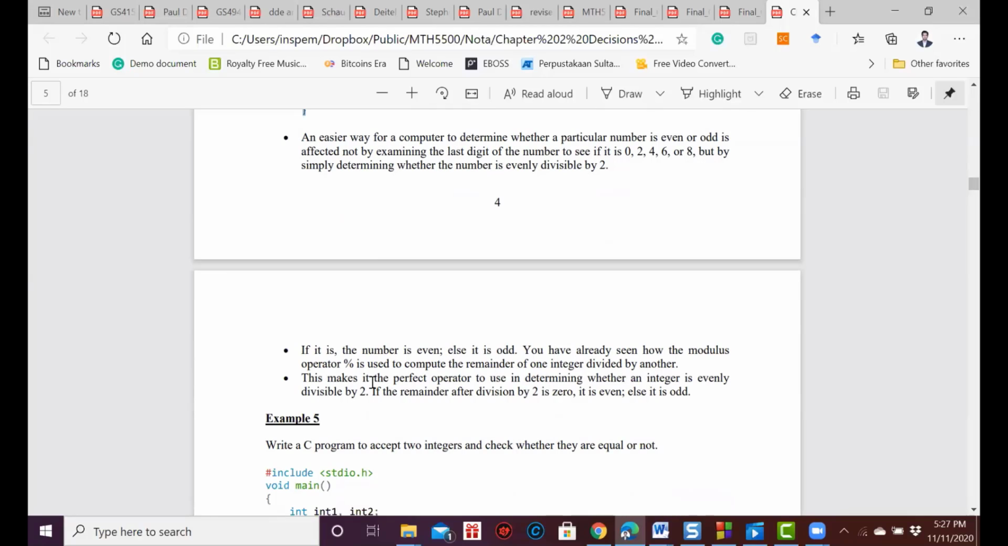You have already seen the modulus. The purpose of the modulus symbol is to determine whether the number is odd or even. Very important. To do this, you use the modulus operator: the number divided by 2. If the remainder is 0, then it is even; else it is odd. So you can put it in an if else. If the remainder is 0, then even. Else, the number is odd. Okay, now finished.